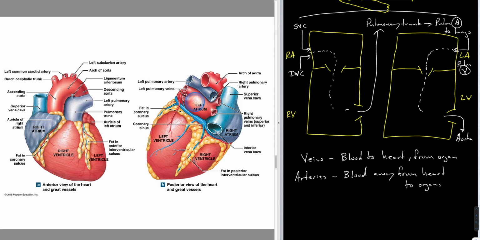From the left atrium, it travels down to the left ventricle, and then gets pushed out the aorta. We have the ascending aorta, the aortic arch, and the descending aorta. The descending aorta is going to travel through the thoracic cavity, penetrate the diaphragm, go through the abdomen, and then branch off to go to your legs.